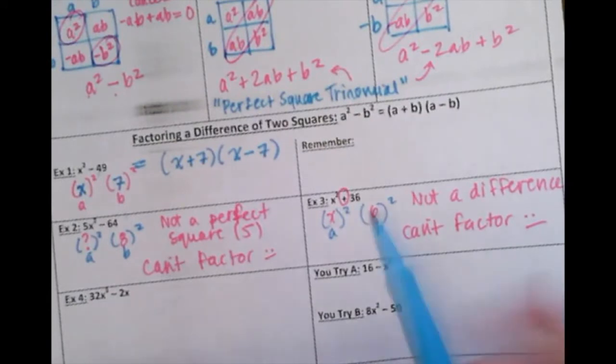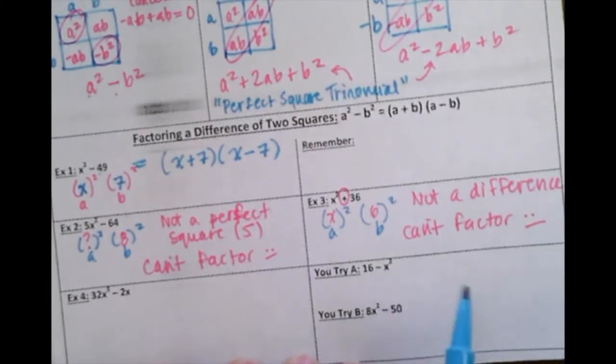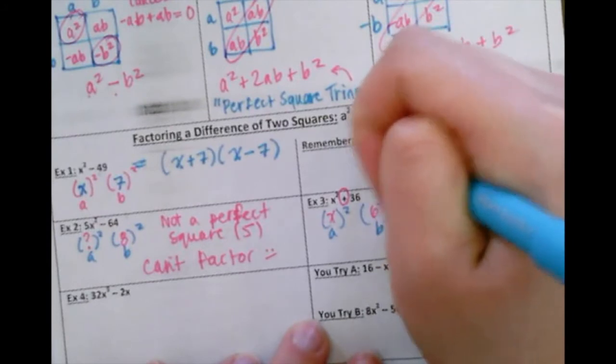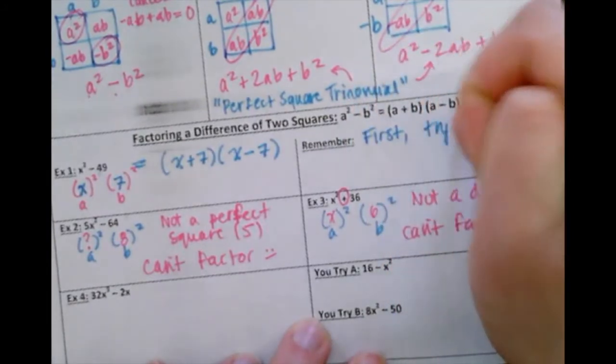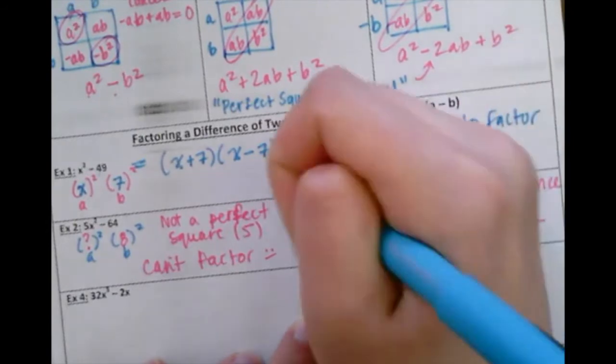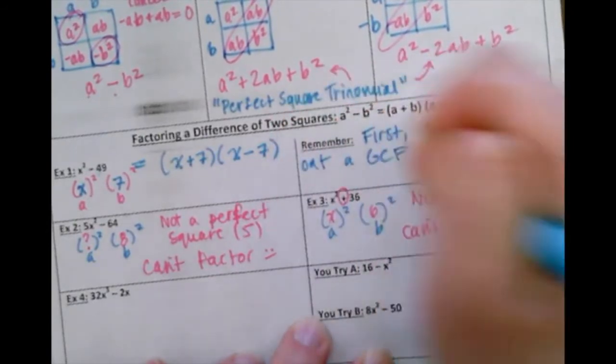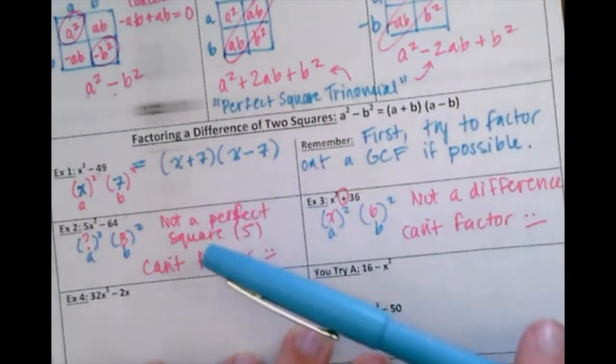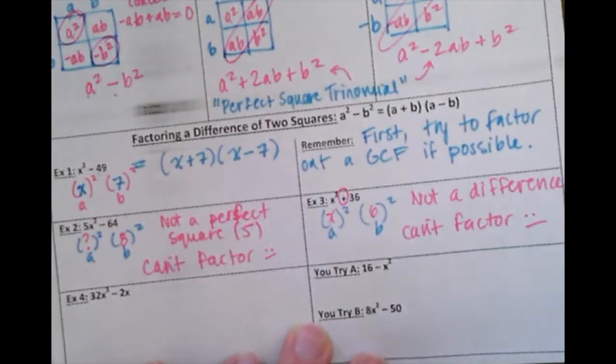Now, I kind of skipped over this remember box, but I want to come back to it now because sometimes, before you think about the difference of two squares, you may need to factor out a GCF first. So what I'm going to write here is that first, try to factor out a GCF if possible. Now, in the examples we've already done, there was no GCF between the terms. But in example 4, we are going to get to a GCF problem. So we are going to need that kind of reminder.